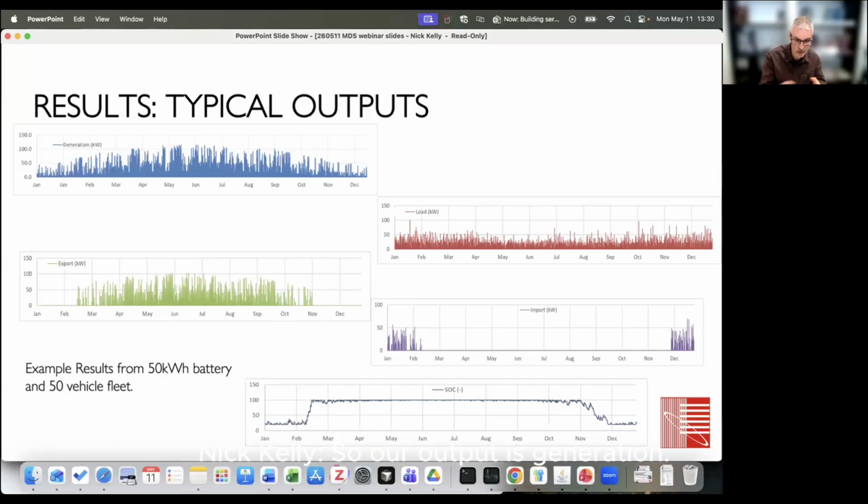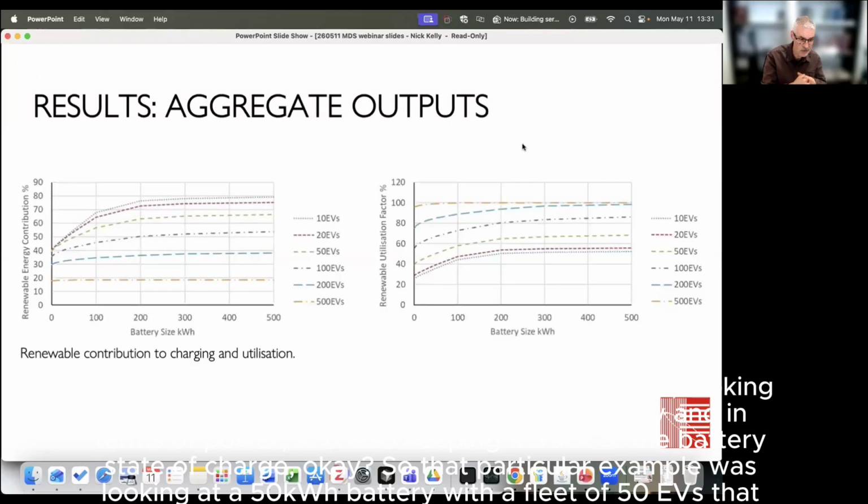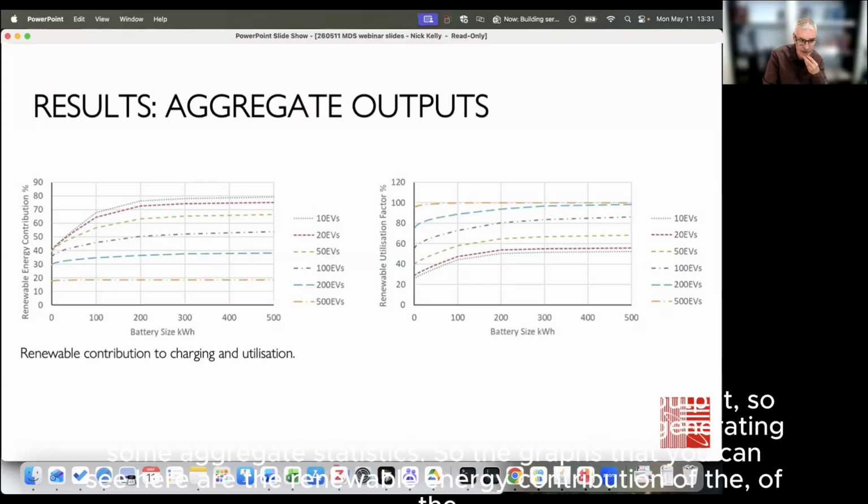So our output is generation. We're tracking the load from the EVs, looking at import and export, both in terms of energy and in terms of power, and also keeping a track of the battery state of charge. Okay, so that particular example was looking at a 50 kilowatt hour battery with a fleet of 50 EVs that would be using the charging hub. So looking at the sort of aggregate output, so that's taking that raw data and then generating some aggregate statistics.